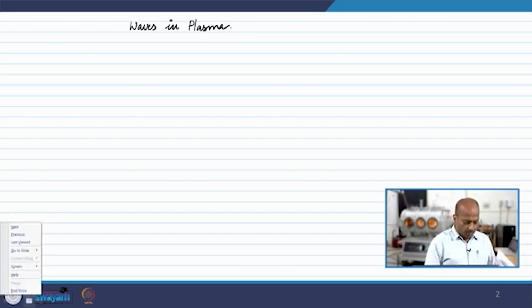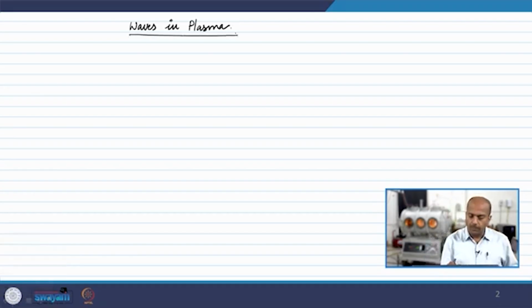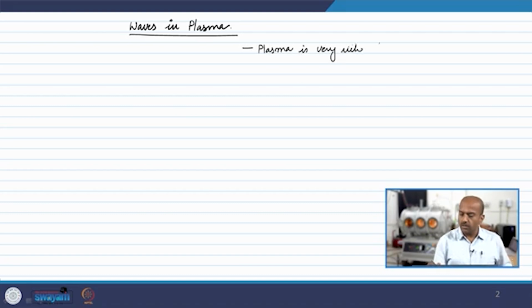Dear students, we are in the process of understanding wave motion in plasma. So, this is waves in plasma. In the last lecture, we have seen the plasma is very rich in waves. Plasma is very rich in wave phenomena.